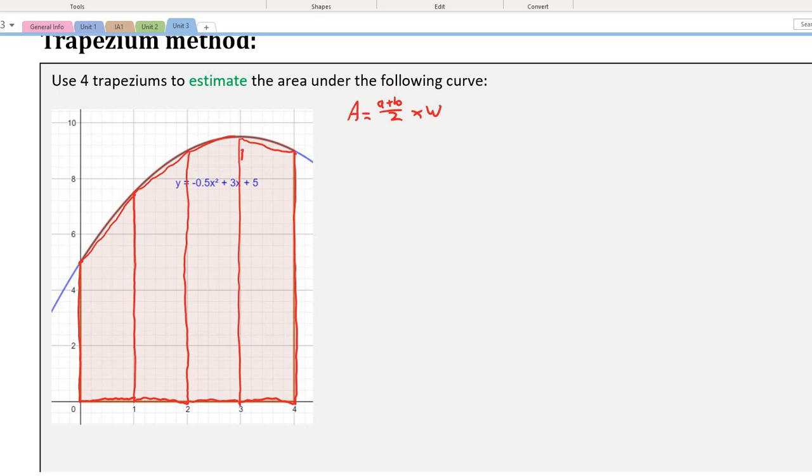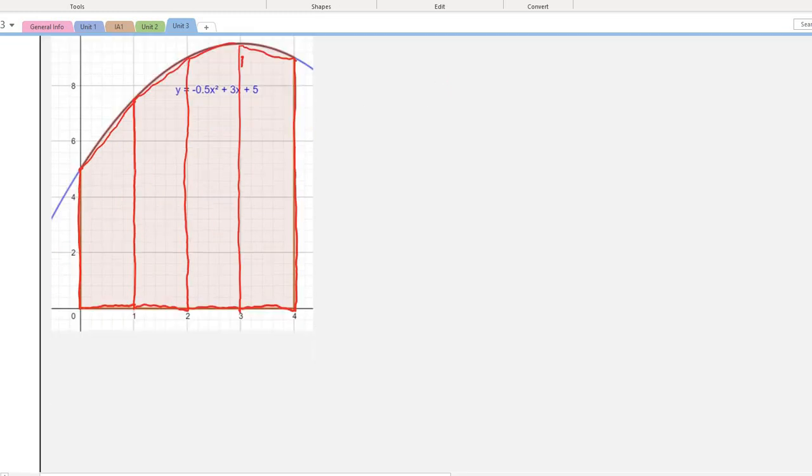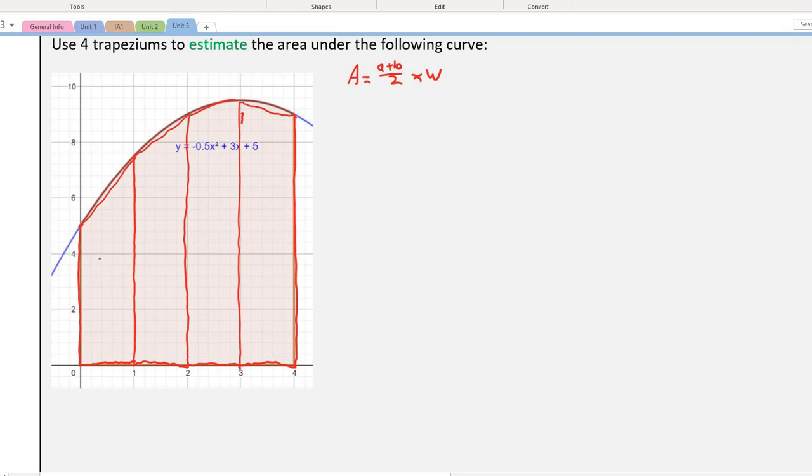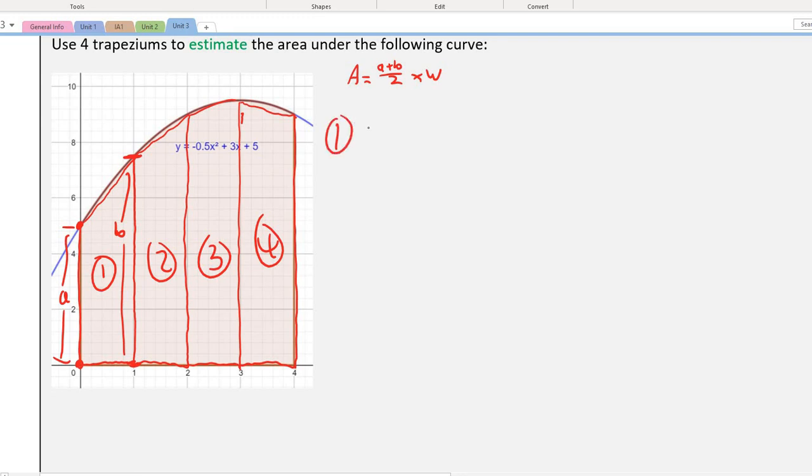So we're going to have to do some funky math here. So trapezium 1, trapezium 2, 3, 4. I hope you can see, this here will be A, that height for trapezium 1. And then that will be B, there. And my width will just be 1. So for trapezium 1, the area will be A plus B over 2 times the width. Now, my width is 1, because 0 to 1.